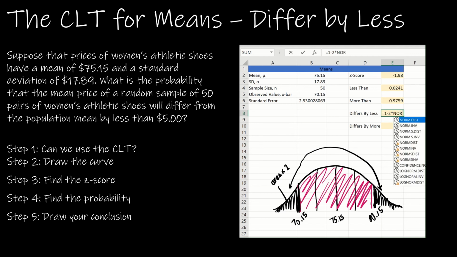So I'm going to use NORM.S.DIST, and then my z-score, comma 1. And that makes perfect sense that it would be about 95, because if you'll remember, the empirical rule said 68, 95, 99.7. And so that makes sense that this area, which is about 2 standard deviations, would be about 95.19%.